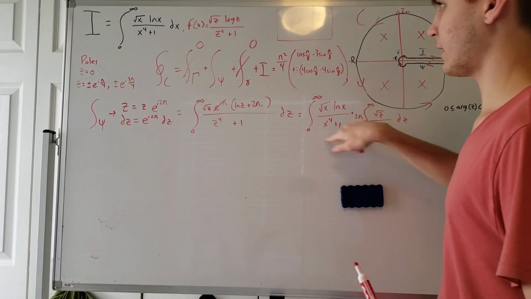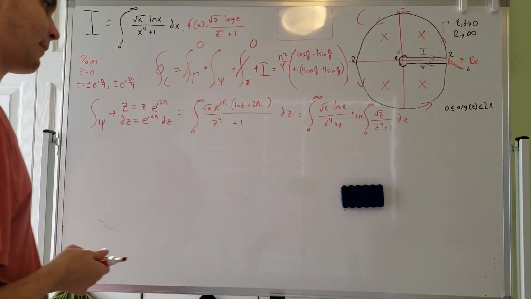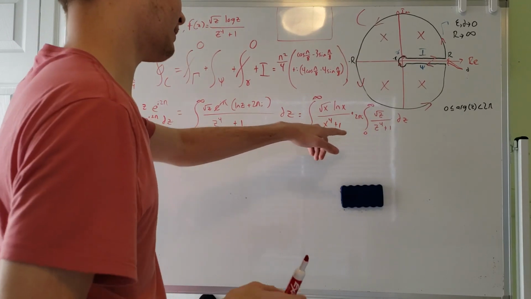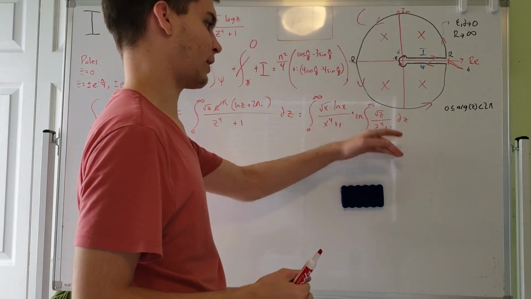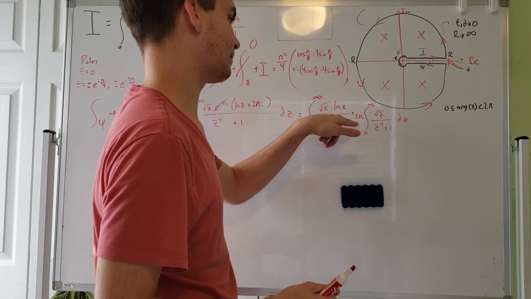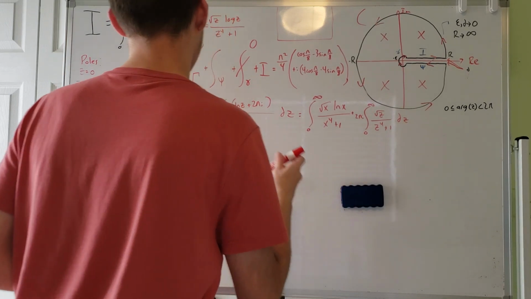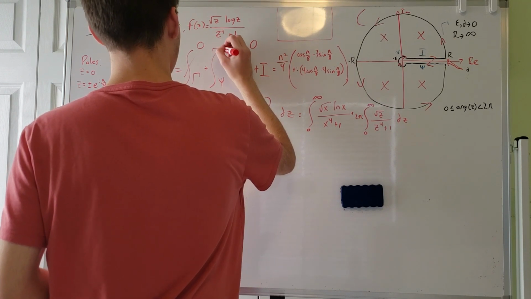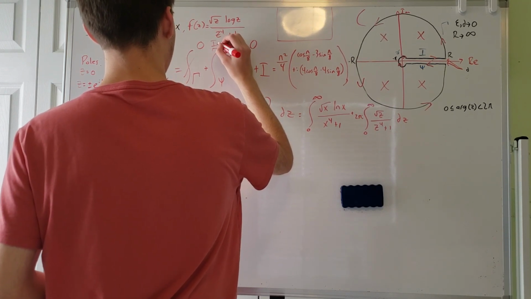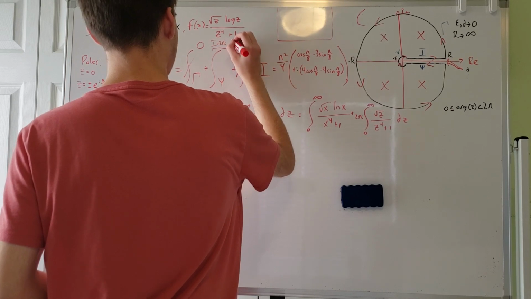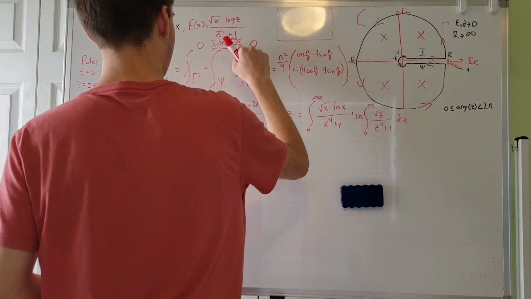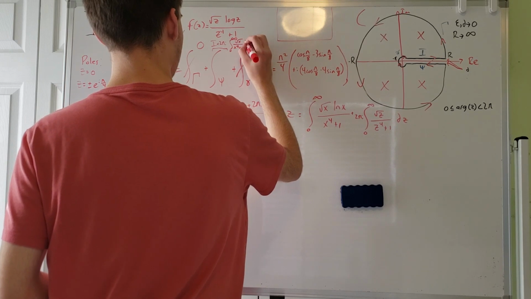And this is exactly our original integral I. This integral is also real, so I should have put x's here, but it's connected to an i, which you'll see why that is cute soon. So this goes to I plus 2 pi i times the integral from 0 to infinity of root x over x to the fourth plus 1 dx.